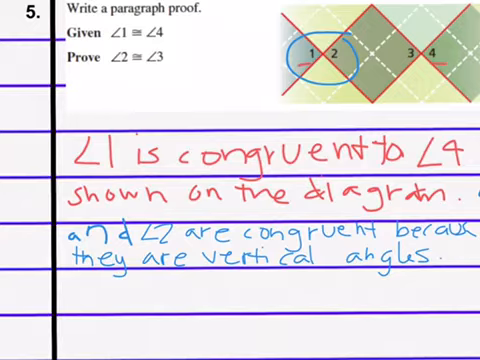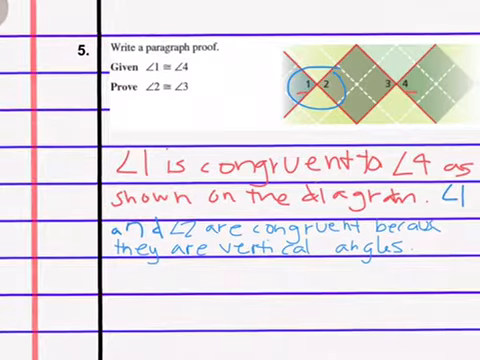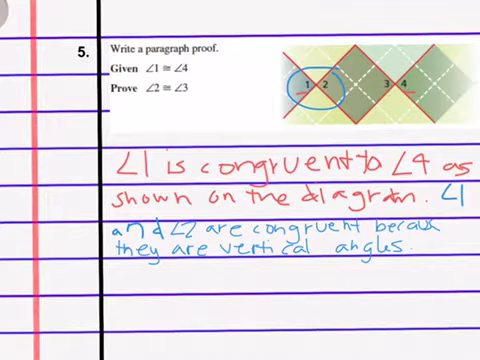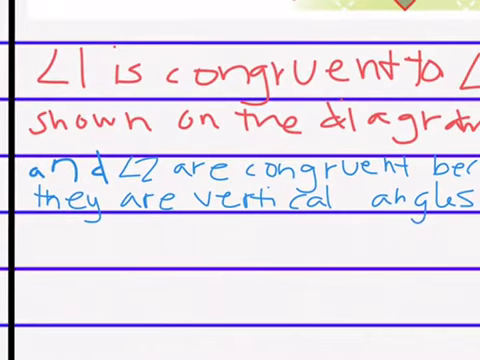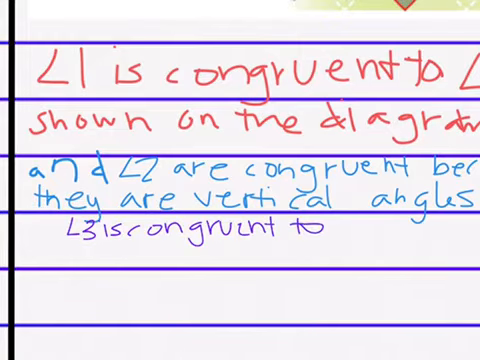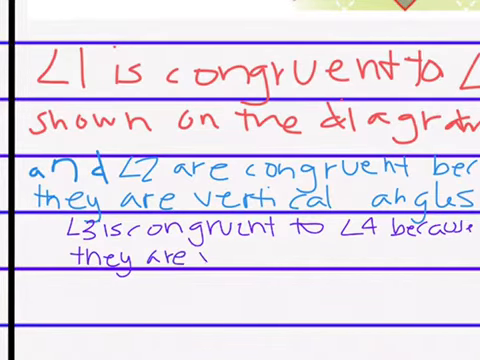All right, what else can we say about this picture? We know 1 and 4 are congruent because that was given. We know 1 and 2 are congruent because they're vertical. What else do we know? We also know that 3 and 4 are congruent because they are also vertical angles. So let's put that in our proof. All right, angle 3 and 4. Angle 3 is congruent to angle 4 because they are vertical angles.